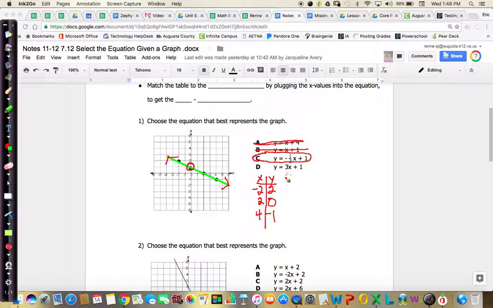Let's just double check D. 3 times -2 is -6. -6 plus 1 is -5, so clearly it is not D. Okay, moving on to the next one.